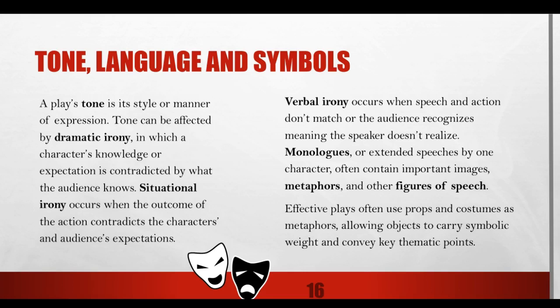And dramatic irony is when a character's knowledge or expectation is contradicted by what the audience knows. So the audience knows something that the character doesn't know. All right? And Shakespeare, what he did a lot was he would have asides where characters would actually speak to the audience and give the audience information that the actors on the stage didn't have, supposedly.